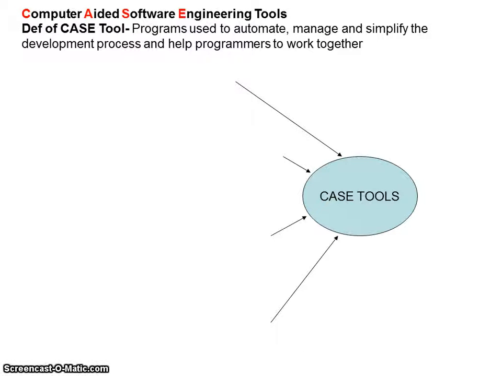The definition of a CASE tool is programs used to automate, and that's very important, automate, manage and simplify the development process. They're to help the developers and the programmers to work together. You will need to know at least 4 examples.